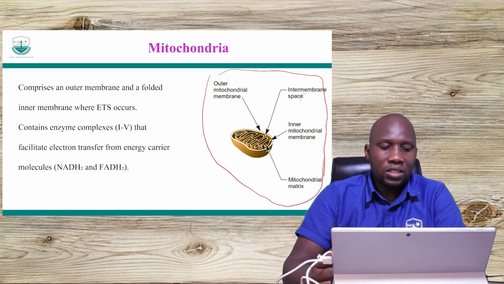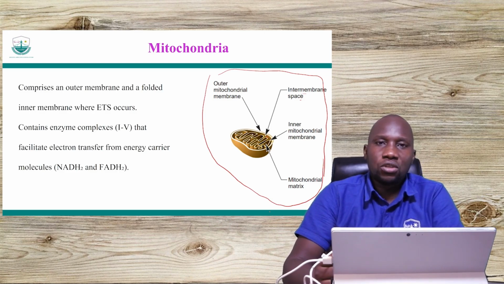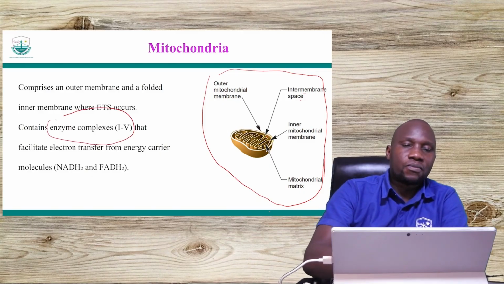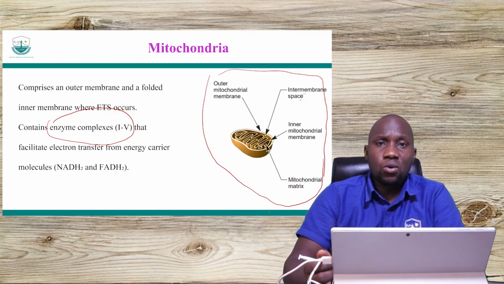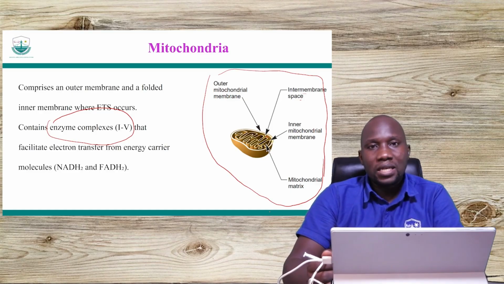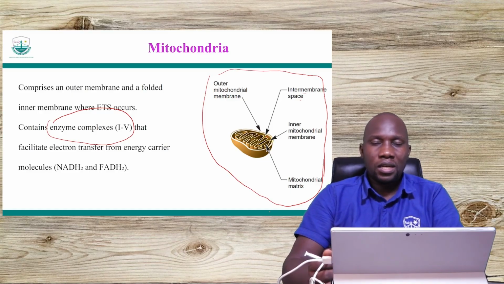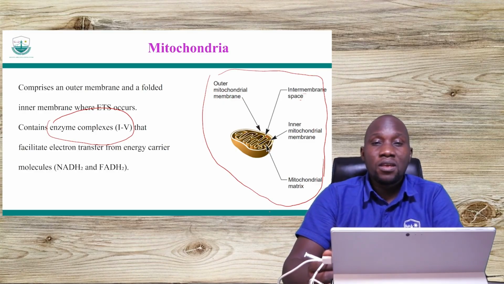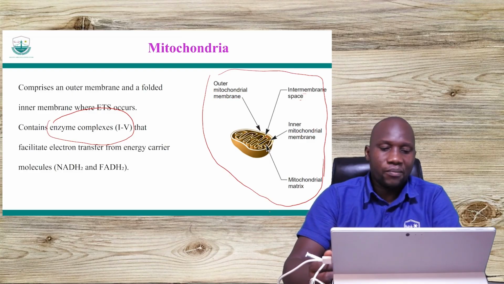Okay, and then of course it has another unique adaptation, the enzyme complexes. The inner membrane of the mitochondria has what you call the enzyme complexes that are named enzyme complex 1, enzyme complex 2, enzyme complex 3, enzyme complex 4, even 5. Though you will see that in some resources the complexes end at 4, but they can be 5. Okay, so what do these complexes do?